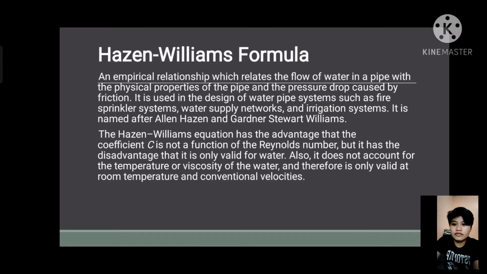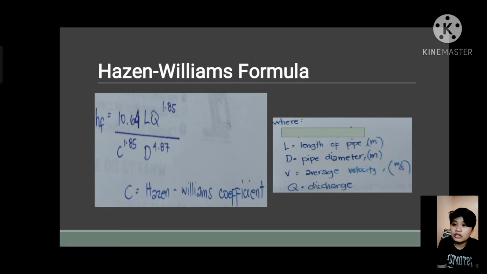The Hazen-Williams equation has the advantage that the coefficient C is not a function of the Reynolds number, but it has the disadvantage that it is only valid for water. Also, it does not account for the temperature or viscosity of the water, and it is only valid at room temperature and conventional velocities. So, the formula of Hazen-Williams is HF equals 10.64 L Q raised to 1.85 over C raised to 1.85 D raised to 4.87, where C is the Hazen-Williams coefficient.